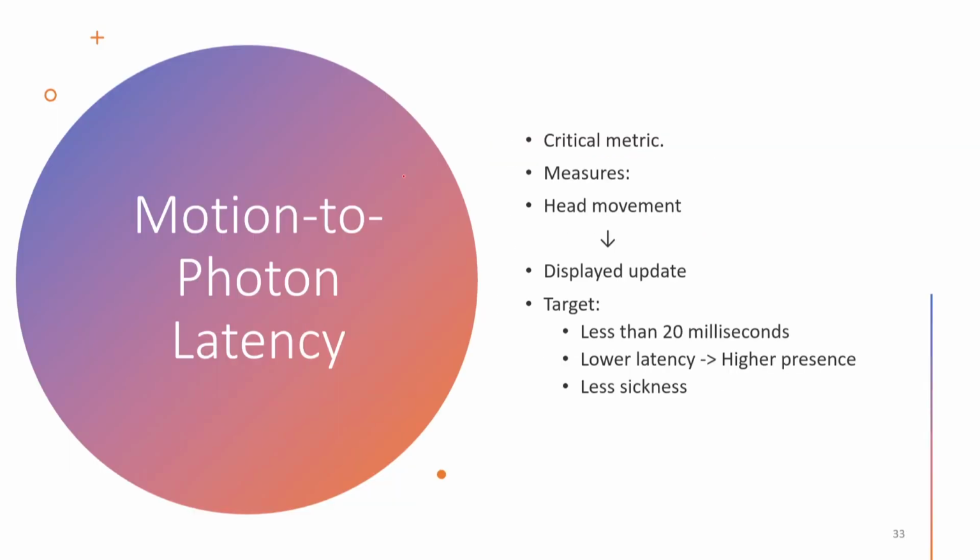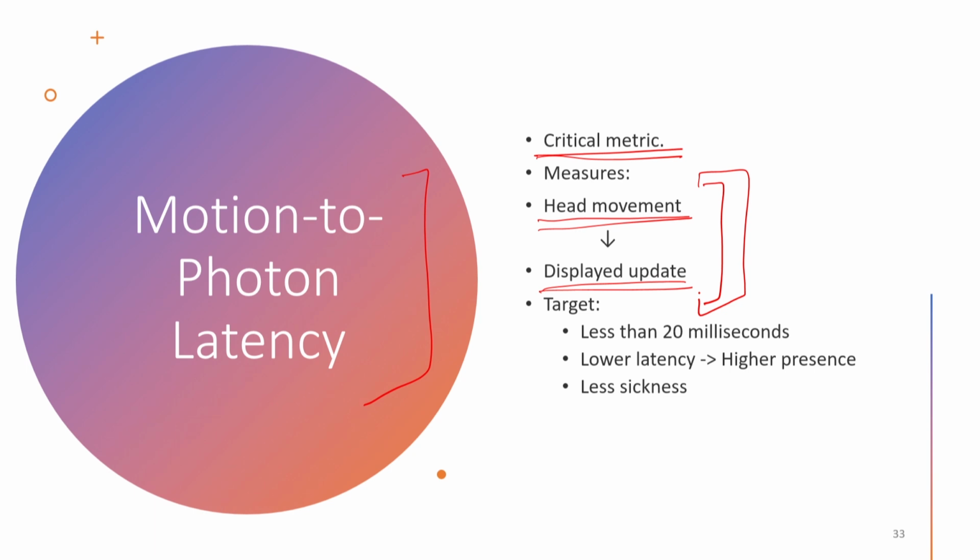A key parameter that we discussed was the motion to photon latency. It is a critical measure of how good an XR system is, because it measures how much time it takes to update the display based on your head movement. Okay, so, motion to photon latency measures the time that is required to update the head movement on your display. The target is typically less than 20 milliseconds, and the lower the latency is, the higher the sense of presence you will have in your XR system, and the less sickness you will experience.